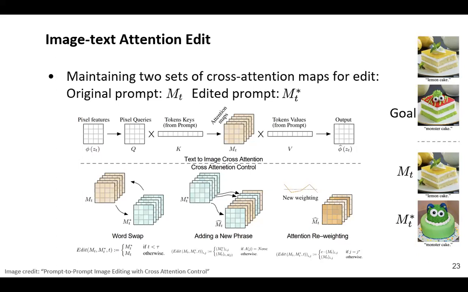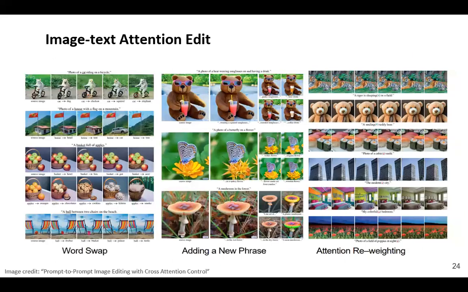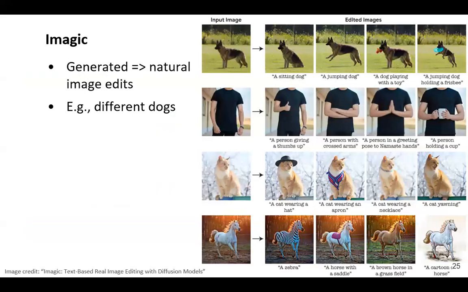So this study showed that we can have a clever way to combine M_t and M_t star into a new set of attention maps indicated by this M_t hat, and do the generation with this new M_t hat, so that we end up with the image indicated by the goal on the right side. It both keeps the overall visual look of the original image, and also adds the new contents we try to edit, basically some monster-related visual properties. And again, here are some more visualizations of the supported word swap, adding new phrase, and attention reweighting operations.